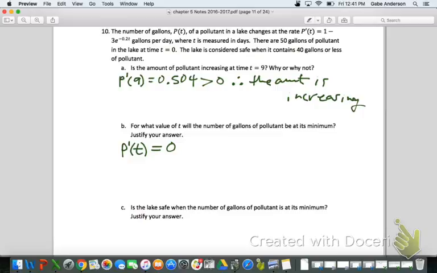So this is a chapter 3, maybe 4-ish, 4 might be brought in a little bit, but mostly chapter 3 on this one. P prime of T equals 0. Let me know when you've got an answer.